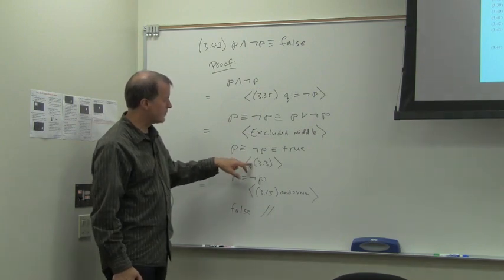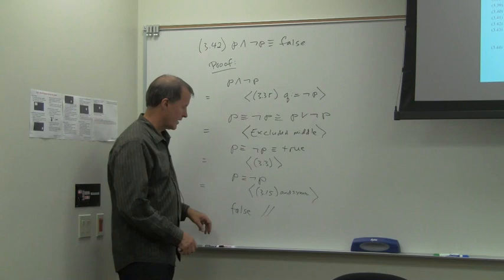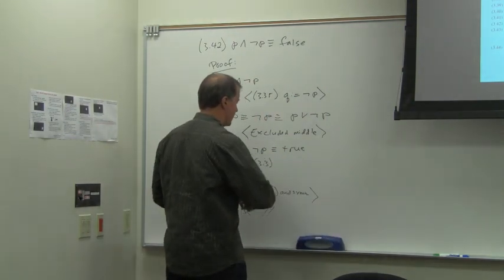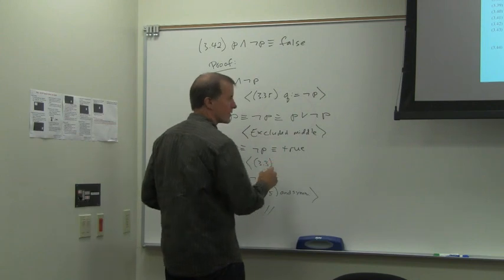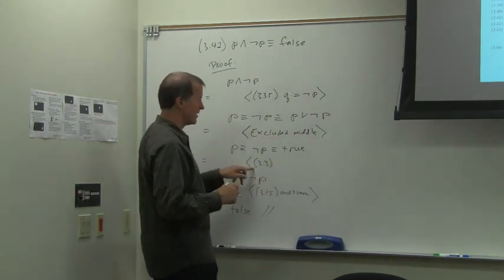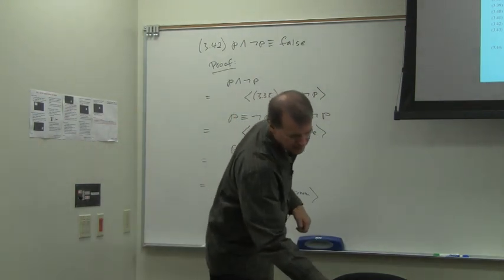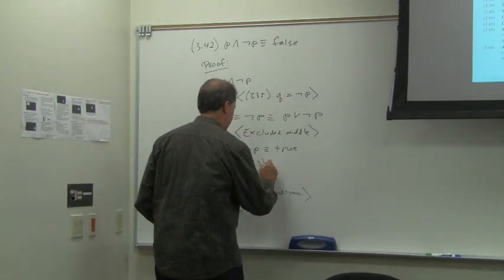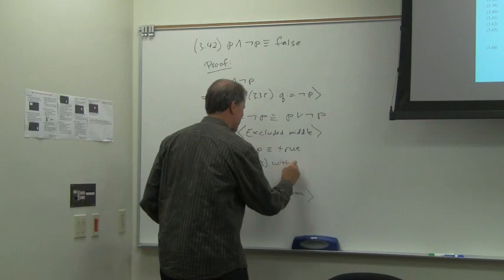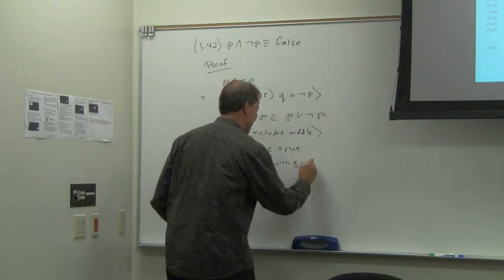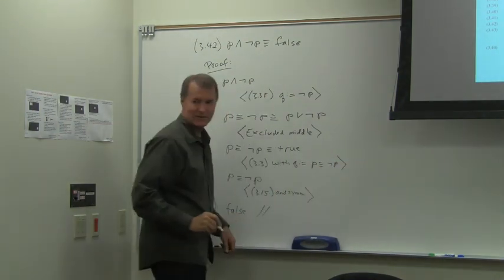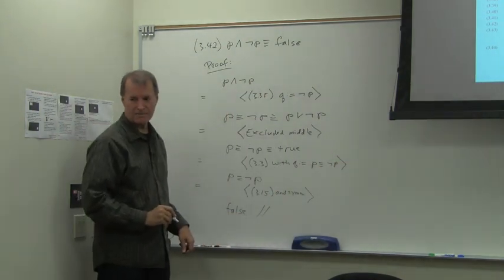No, because we're using 3.3. Switch around the last two steps. Look, we are using 3.3 with Q replaced by P equals not P. Trust me. That's my line. Does that make it more clear?